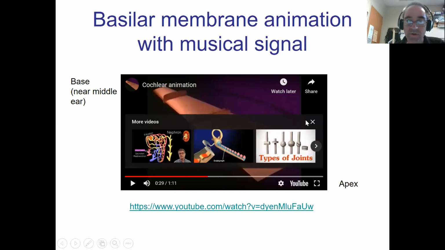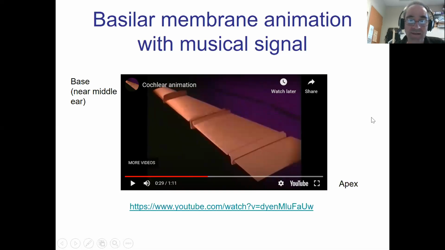Okay, so I'm just gonna pause that. Maybe I'll just go back a few seconds. So I want you to remember that this end up here is nearest the base. So that's near where the stapes is, okay? And this end down here is at the apex, okay?